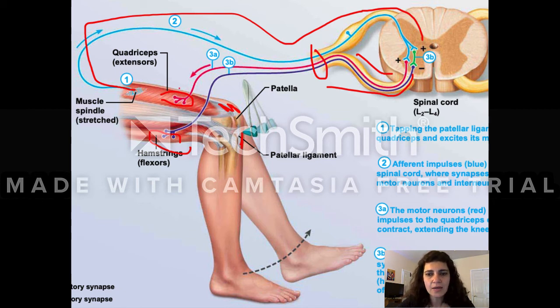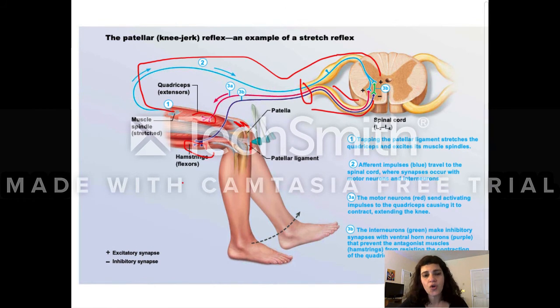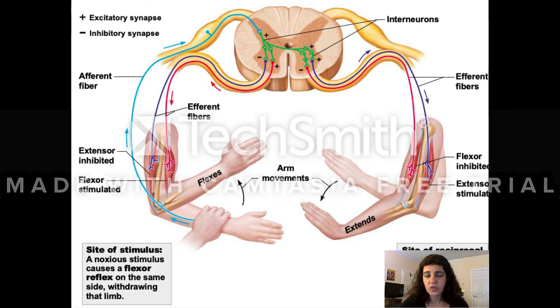For you to extend your leg, what else do you need to happen for this to be super quick and automatic? Inhibition of the hamstrings, right? So there is an inhibitory neuron here, this 3B, that will inhibit the hamstrings from contracting. So you only contract the quadriceps and you kick your leg out. So this is the knee jerk reflex or patellar reflex. That is a stretch reflex. Okay? There are other ones that you may study in the lab, but for a lecture I really wanted to focus on these two because I think they're the main ones.